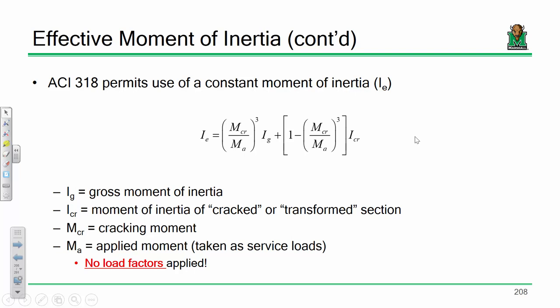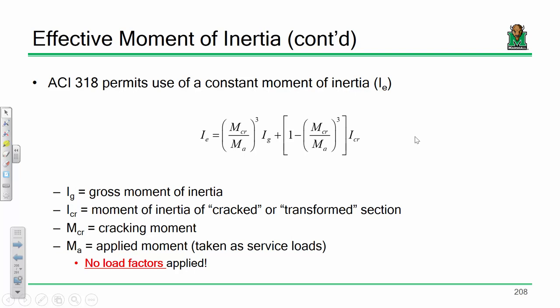So what goes into this equation is the cracking moment and the amount of moment that's on the beam, and then the gross moment of inertia and the cracked moment of inertia, or the transformed moment of inertia. And if you look at the formula, it's a lot like a weighted average. Like there's a pile of junk times IG plus a pile of junk times I transformed, or I cracked. So it's not the gross moment of inertia, it's not the cracked moment of inertia, it's somewhere in between. It's a little bit of this and a little bit of that. Does that make sense? Any questions?